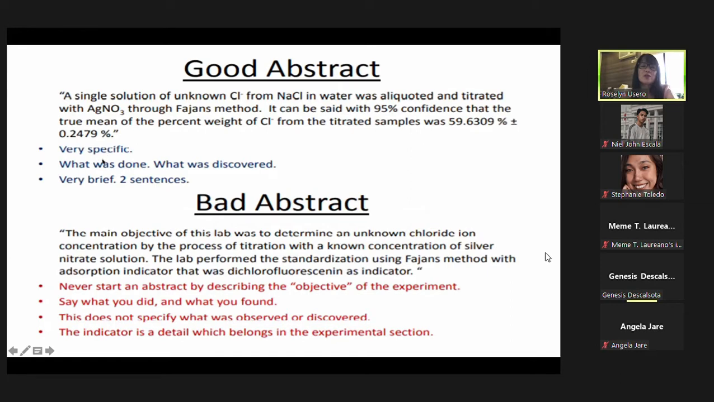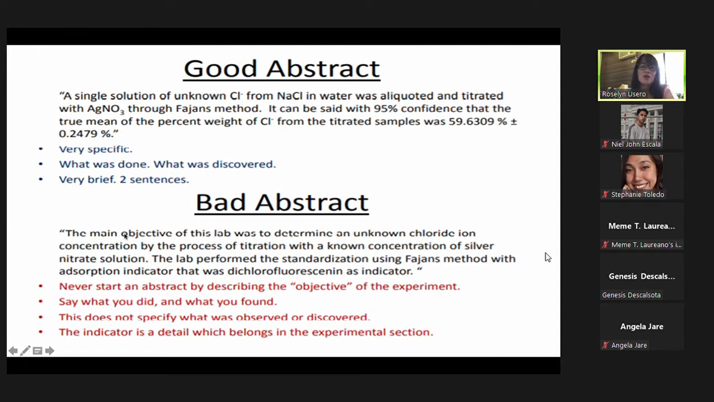It should include what was done and what was discovered. So what was discovered, this is your result. Very brief, take note, para hindi ko yaman check. So it could be 2 to 3 sentences, okay? And take note also of the tense, no? Okay, what is an example of a bad abstract here?